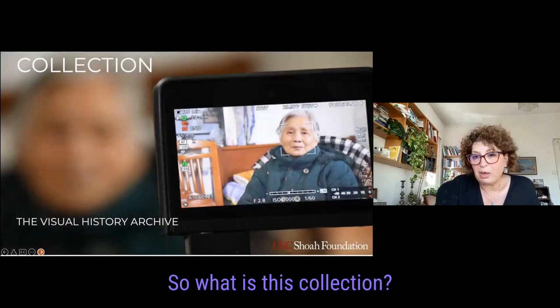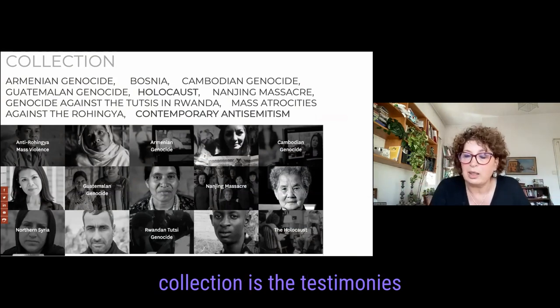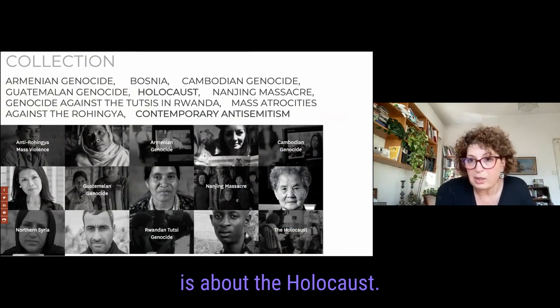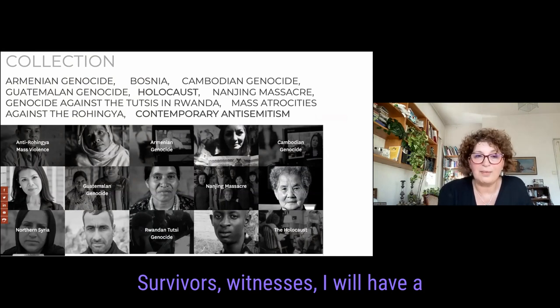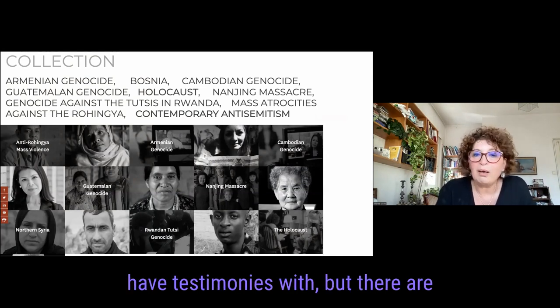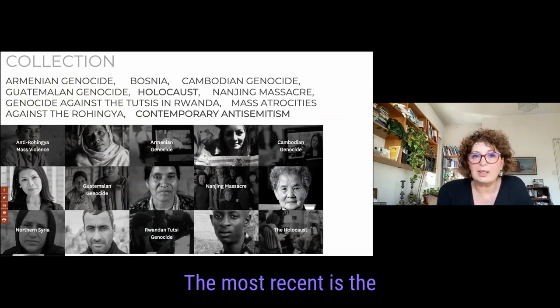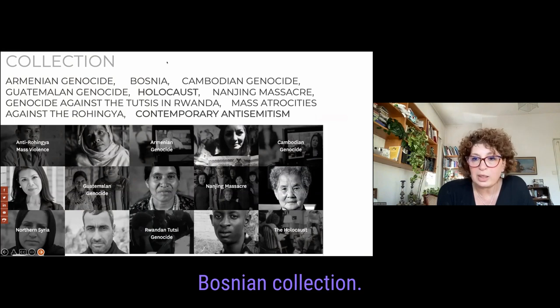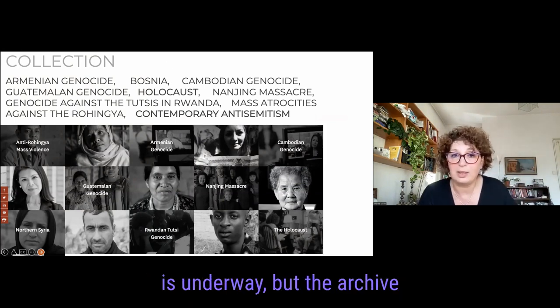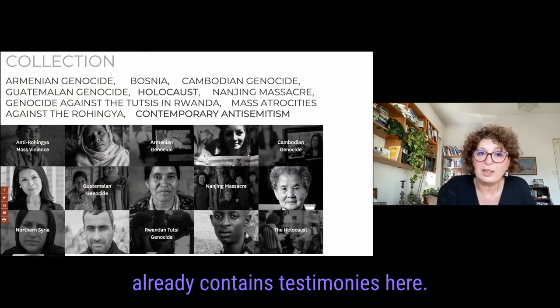So what is this collection? Obviously, the bulk of the collection is the testimonies about the Holocaust, survivors, witnesses. I will have a separate slide detailing who we have testimonies with. But there are other collections, as you can see. The most recent is the Bosnian collection. The indexing of these testimonies is underway, but the archive already contains testimonies here.